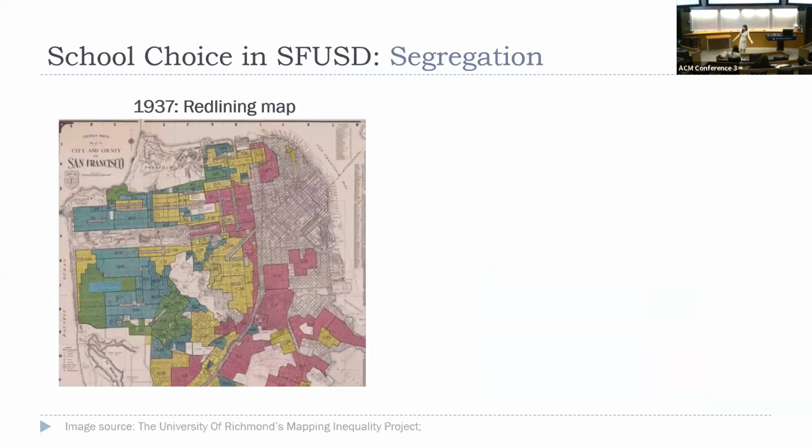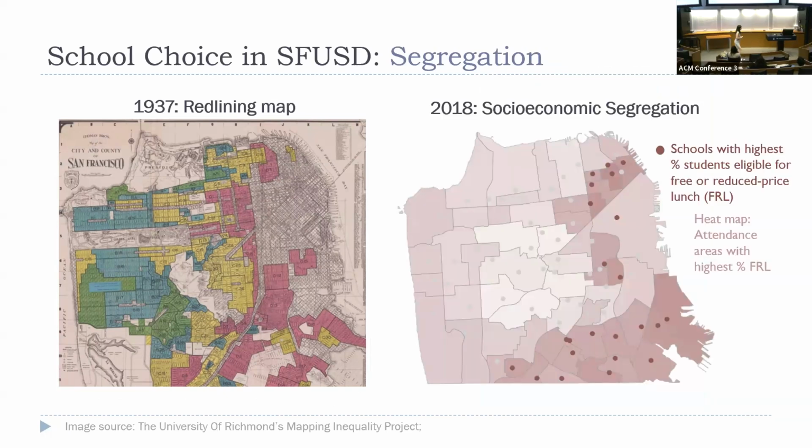And so what were the effects of this system? On the left here, I'm showing you a map from the 1930s of redlining. This is the practice where families living in the red blocks were systematically denied access to resources such as mortgages and loans. And I'm showing you on the right, a 2018 map of socioeconomic segregation as measured by student eligibility for free or reduced price lunch. I'm actually showing you this 2 different ways. On the background heat map, I'm showing you the percentage of students who live in each of these areas who are eligible for free or reduced price lunch. And then the red dots are the 50% of schools with the highest percentage of students attending the school who are eligible for free or reduced price lunch.